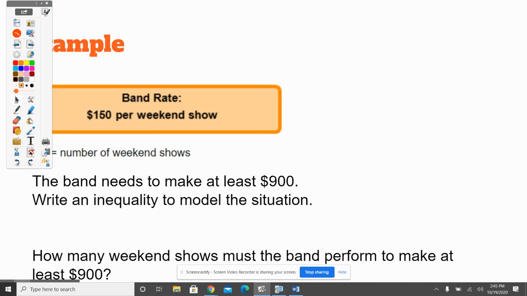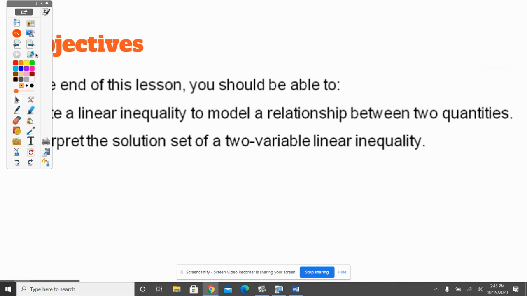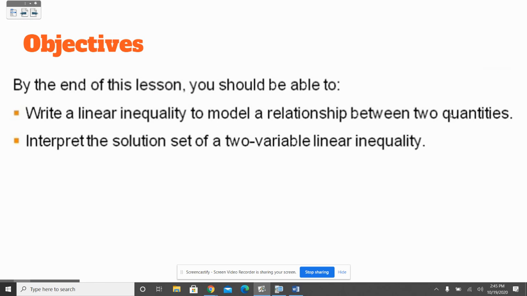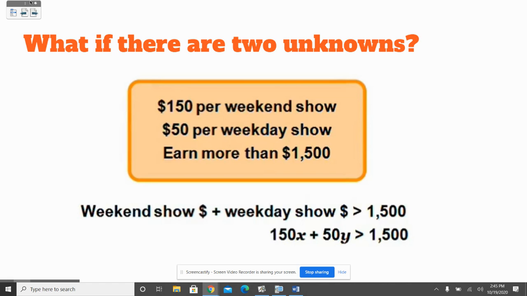So that is a one variable inequality. We're going to be talking about two variable inequalities today. So that's the objective. We're going to talk about two quantities and we're going to discuss what that means. So what if there were two unknowns?